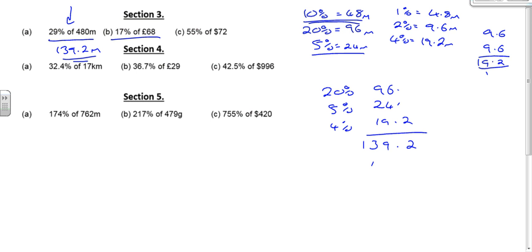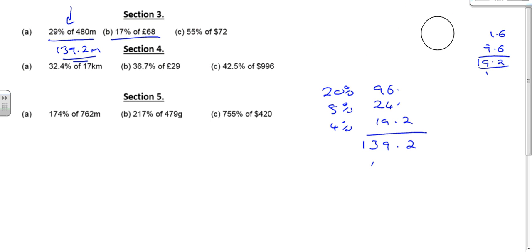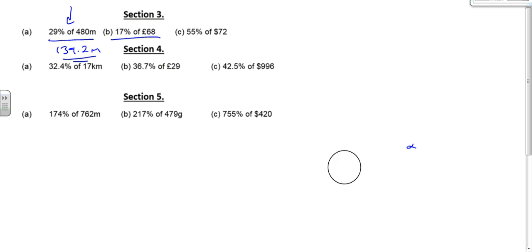Anyway, moving on. Question B, 17% of 68 pounds. So, again, we start off with the first building block, which is 10%. Let's change colour. So 10% is 6.8. Remember, this is 6.8 pounds. So what we need to do is make that £6.80. So that's 10%. 5% is going to be half of that. So half of £6, half of 80 pence, £3.40.